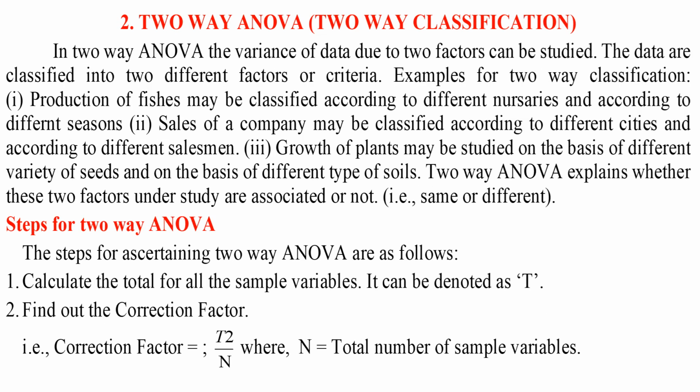Two-way ANOVA. Two-way classification. In two-way ANOVA the variance of data due to 2 factors can be studied. The data are classified into 2 different factors or criteria. Examples for two-way classification.